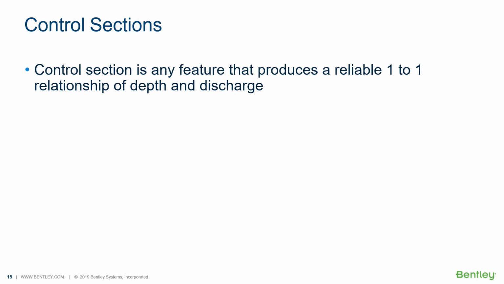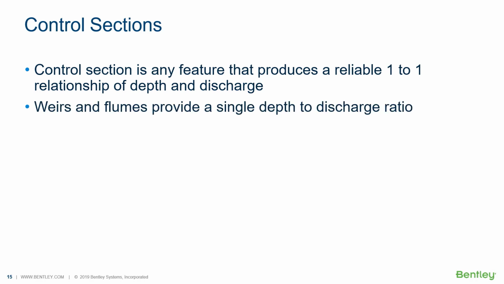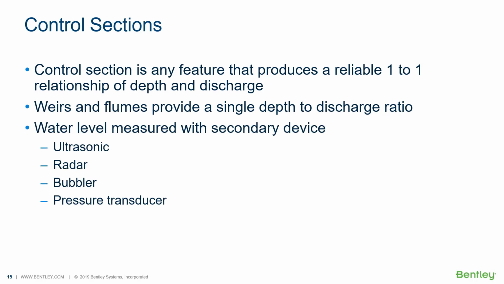But let's get into the more fun stuff. Well, there's control sections. A control section is a feature that produces this one-to-one relationship between depth and discharge. And weirs and flumes are places that you could have that relationship. The key thing to measure here, therefore, is the water level. And there's a lot of really good technology out there nowadays that you can get good values. So it's these devices that measure level that are the key to these calculations. Like I said, there are many of them; you don't need to stick a ruler into the sewer to figure out these things. There's a lot of ways of doing things a lot better.